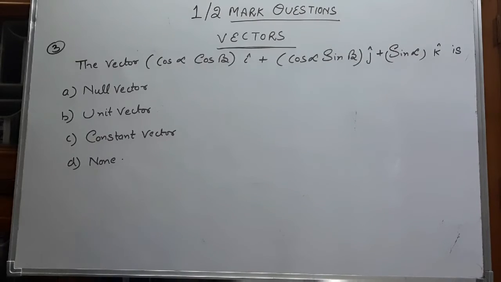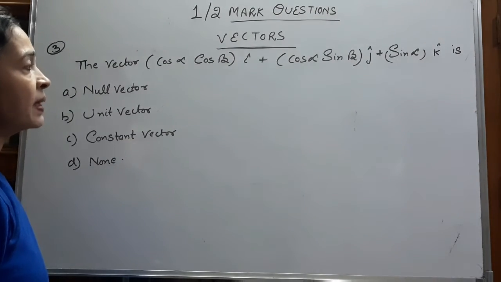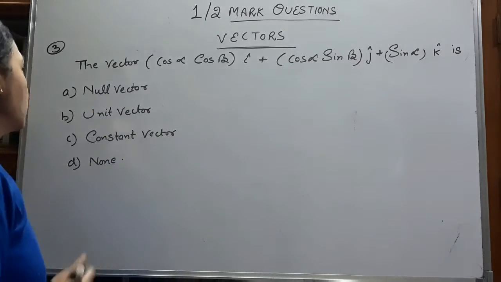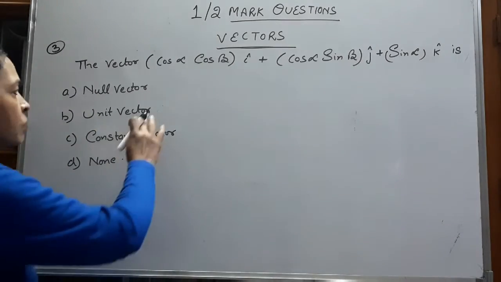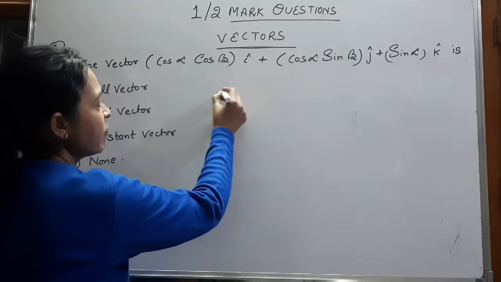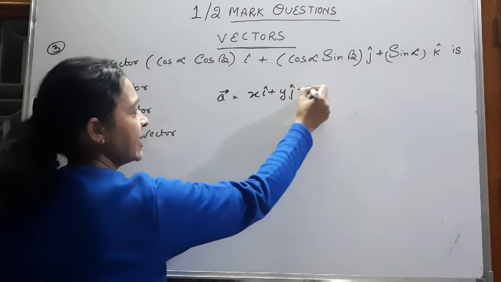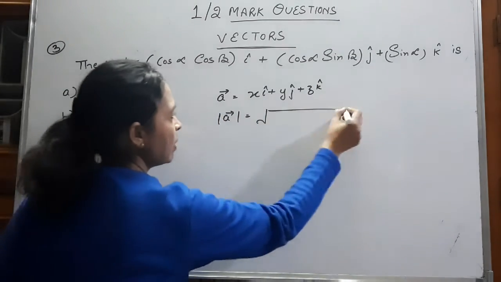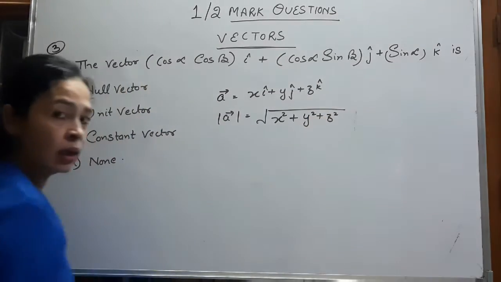The vector cos alpha cos beta i cap plus cos alpha sin beta j cap plus sin alpha k cap, 4 options are given. Whether it is a null vector, unit vector, constant vector or none. First what we will do? First we will find the magnitude of this vector. Let we have vector A as xi cap plus yj cap plus zk cap. What is the magnitude of this vector? The magnitude of vector will be x square plus y square plus z square whole under root.